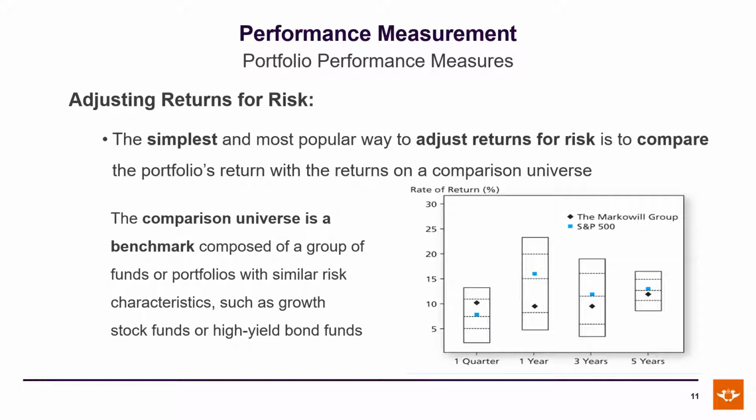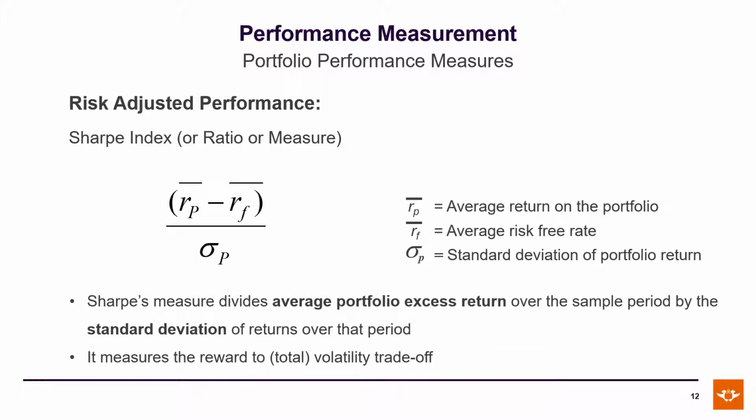The first risk-adjusted performance measure that we're going to look at is the Sharpe index, or Sharpe ratio. This ratio looks at the excess return generated on the portfolio over and above the risk-free rate and compares that to the risk taken by the portfolio. What's important to note is that the risk measure used here is the standard deviation of the portfolio, so it's a total risk measure. The Sharpe ratio looks at the excess return per unit of risk that has been generated.